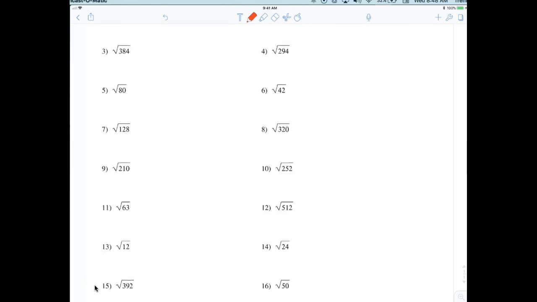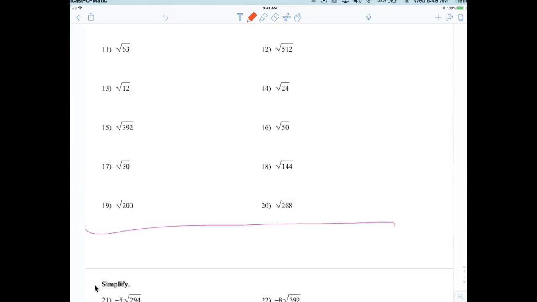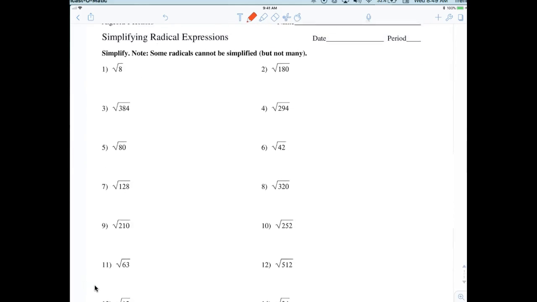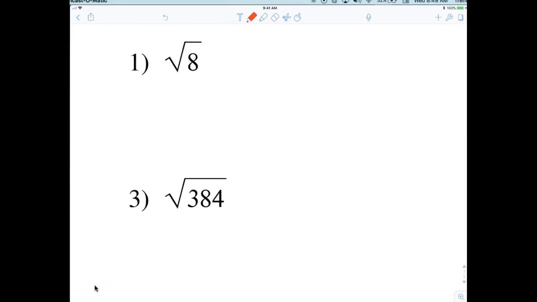All right, more practice. More practice. Here we go. I'm going to go down as quick as I can. All right, square root of 8. Now look, at this stage, you should be able to say square root of 8 is what? 2 radical 2. Just know that.